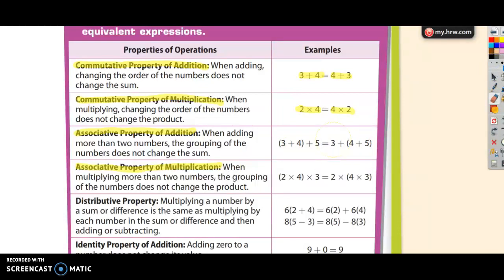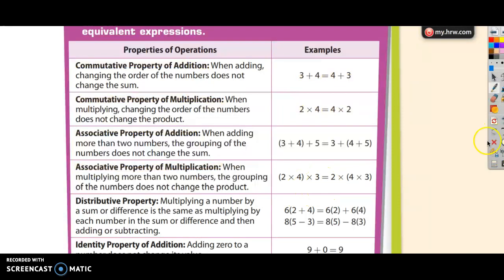It goes with multiplication as well. 2 times 4 inside parentheses, that's 8. 8 times 3 is 24. On this side, we've got 4 times 3 is 12. What's 2 times 12? It's 24. What's 8 times 3? It's 24. 8 times 3 is equal to 2 times 12.